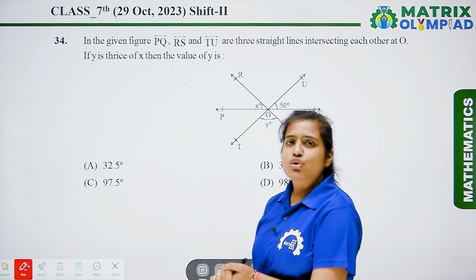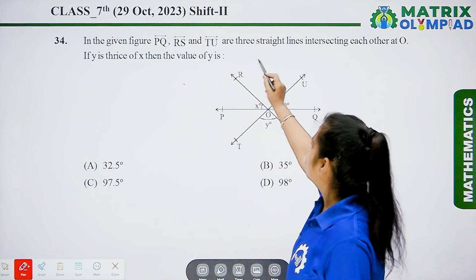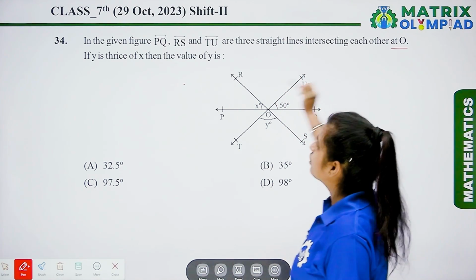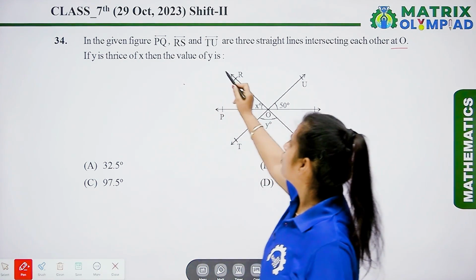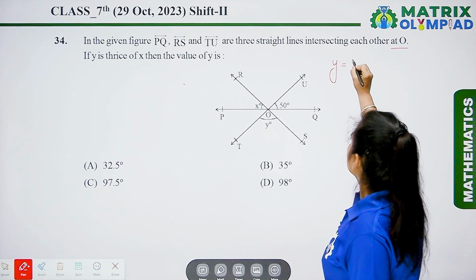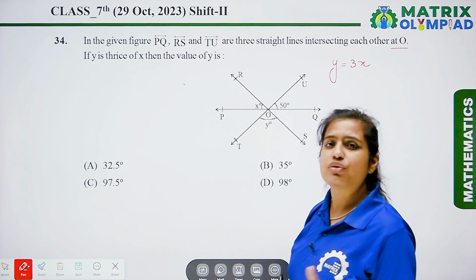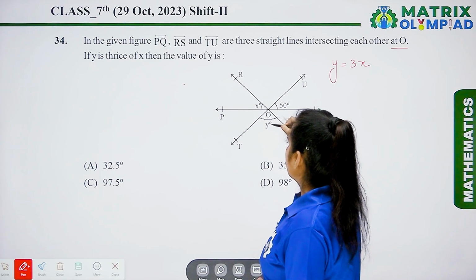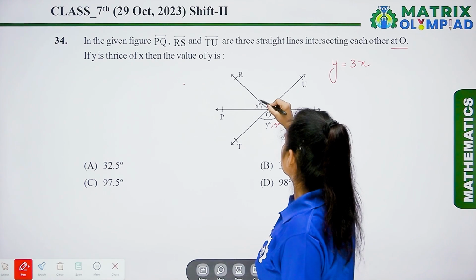Now let's start with question number 34. In the given figure, PQ, RS and TU are 3 straight lines intersecting each other at O. If y is thrice of x, then the value of y is. It means we have y is equal to 3x. So in place of y, we can place 3x also. So here y is written, so here we can write 3x also, and this is a vertically opposite angle.